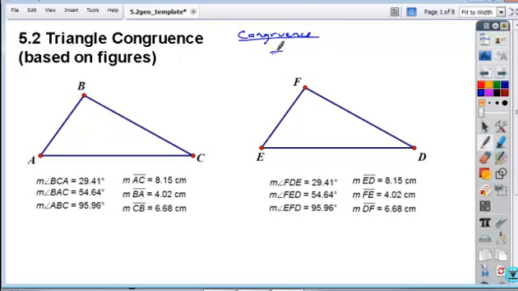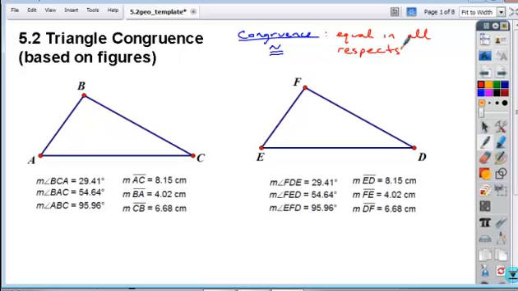Congruence is indicated by the following symbol, an equal sign with a tilde above it. You can pronounce it either way, but that's the congruent symbol. Congruent simply means equal in all respects. So if two things are congruent, that means everything about them is congruent.